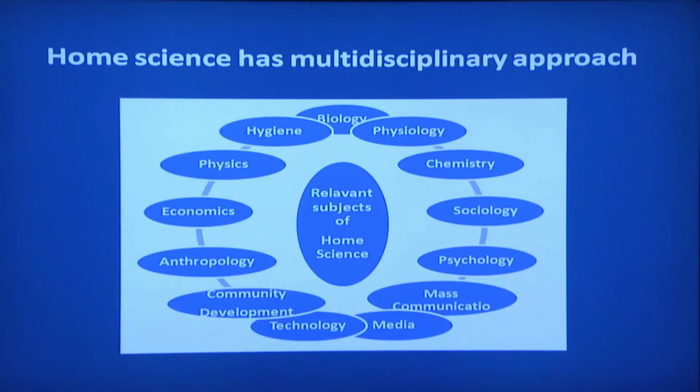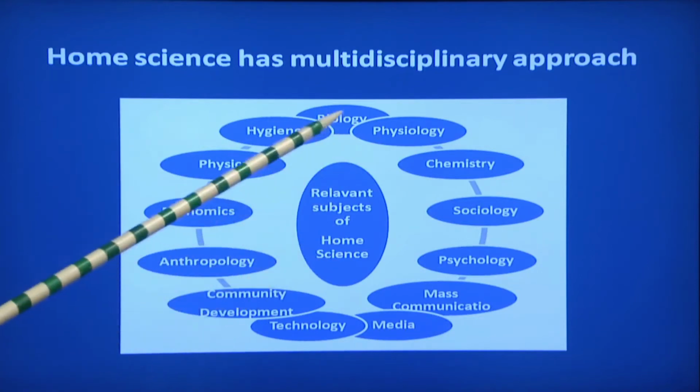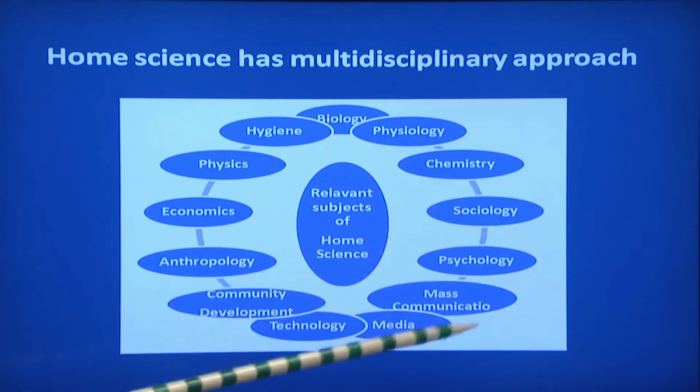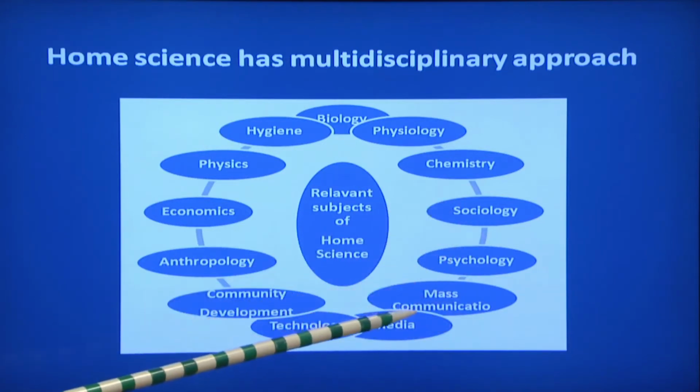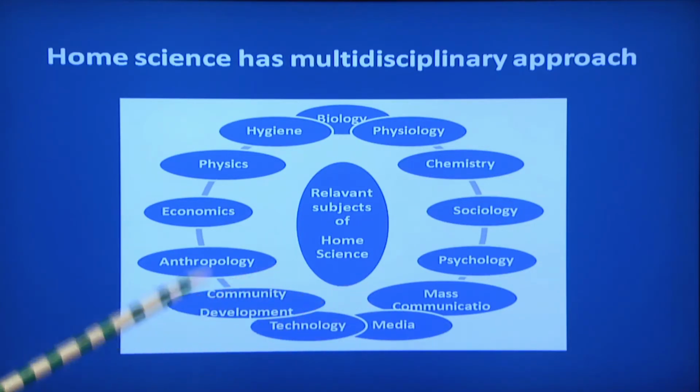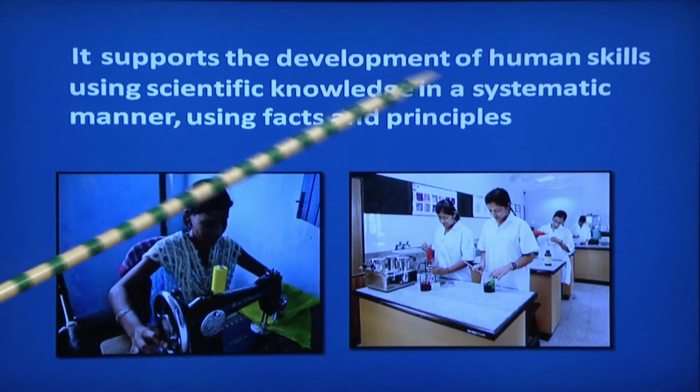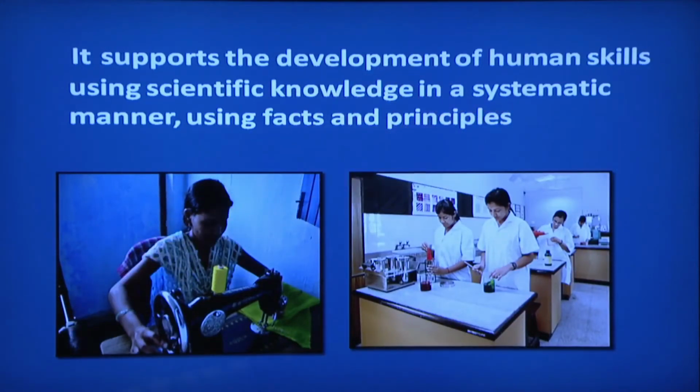Home science has a multidisciplinary approach, and you can see here so many subjects are involved in teaching home science: biology, physiology, chemistry, sociology, psychology, mass communication, media, technology, community development, anthropology, economics, physics and hygiene. It supports the development of human skills. I keep on repeating this word, human skills.